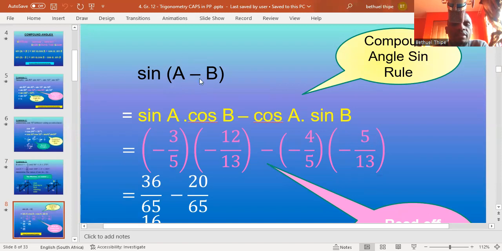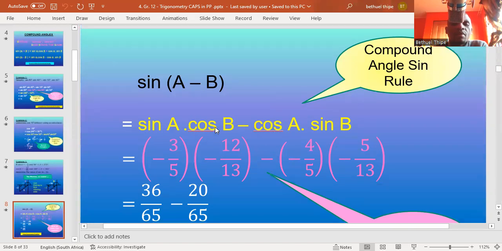We expand. This is called the subtraction formula for sine. We expand it. We can also verify from the formula sheet the subtraction formula for sine. Then we must substitute this. The sine of A, we read this from the diagram. Cos of B, we read it from the diagram, and cos of A, we read it from the diagram, and sine of B, we read it from the diagram.